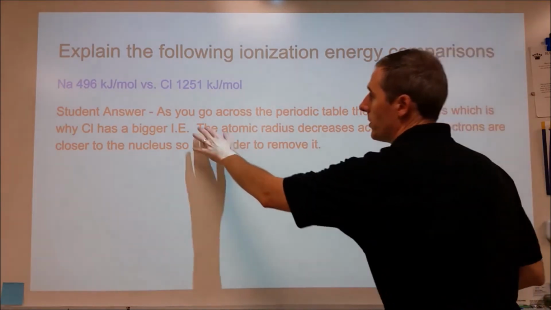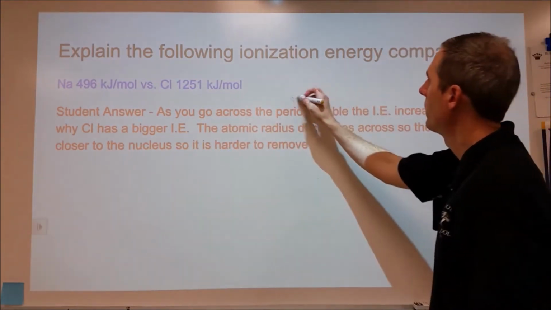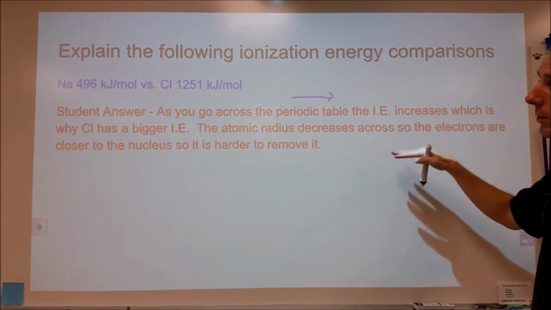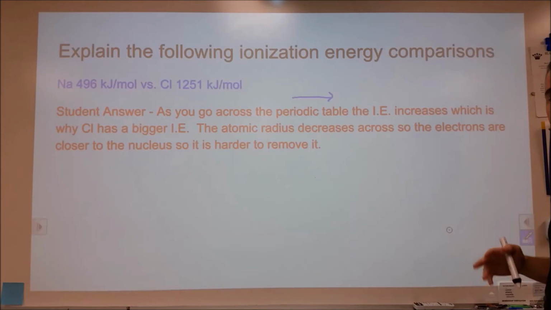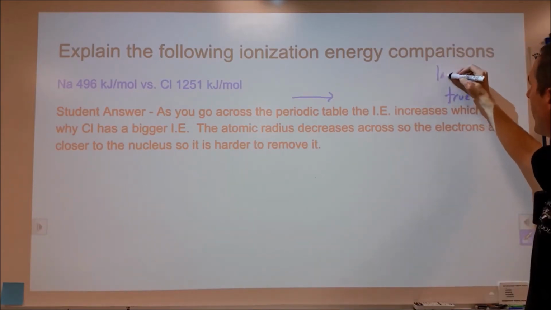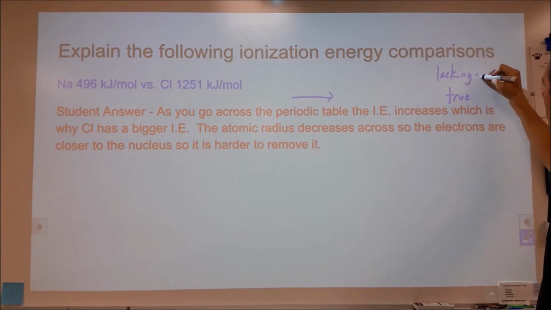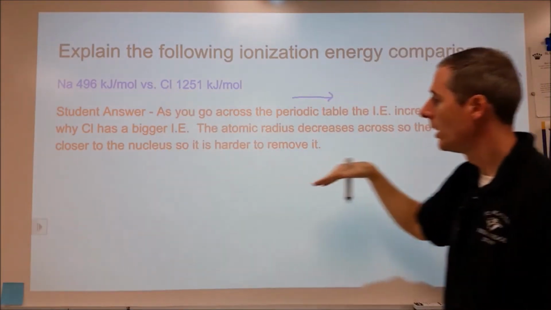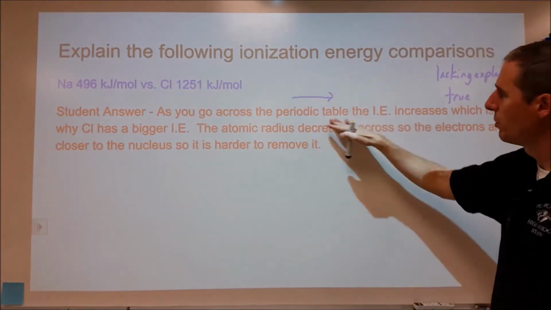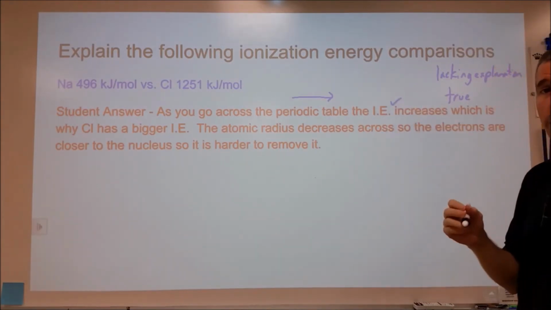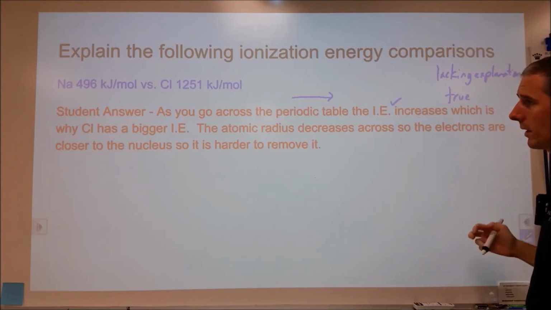So the student response was, as you move across the periodic table from left to right, the ionization energy increases, which is why chlorine has a bigger ionization energy. Now that first statement is true, but it's lacking explanation. So it's really just kind of restating what we see from the data. It's saying this has a higher first ionization energy, and then the only explanation given is that as you move across the periodic table, the ionization energies go up. That is in fact the case. However, we want to get a little deeper into why that is the case.